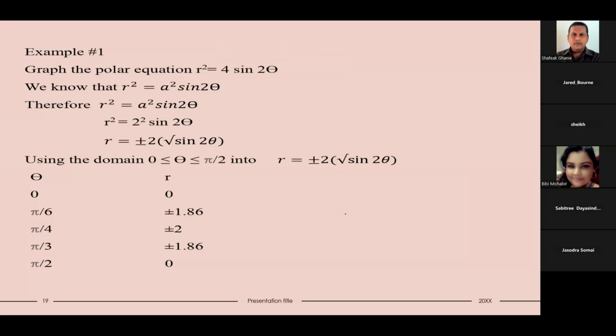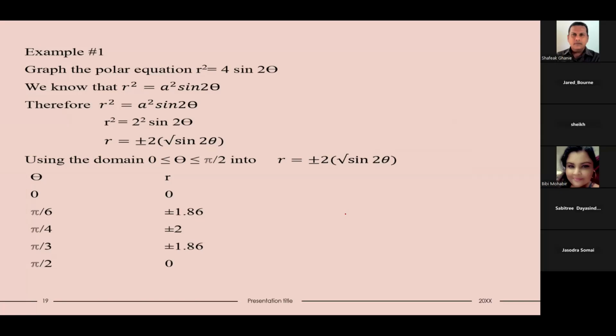4 sine 2 theta. And you establish your domain, which you would see from the other slide just now, the polar coordinate that is.